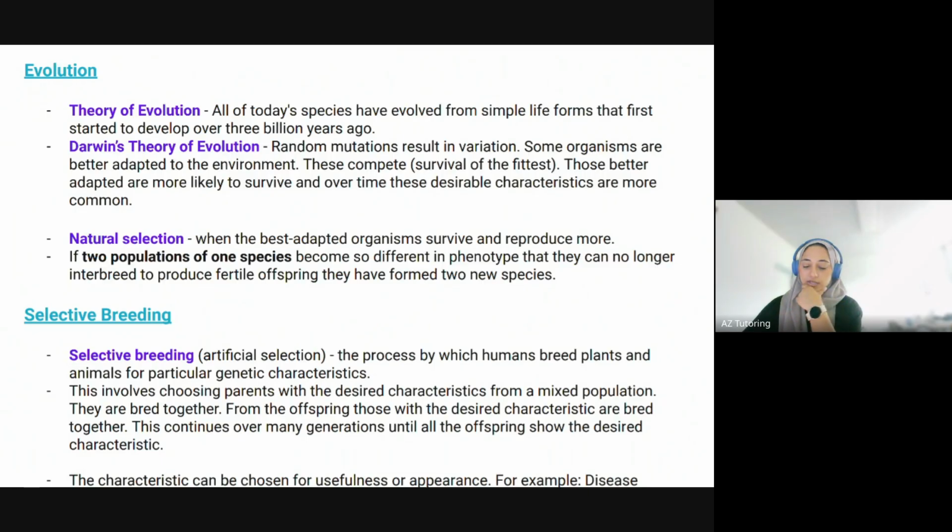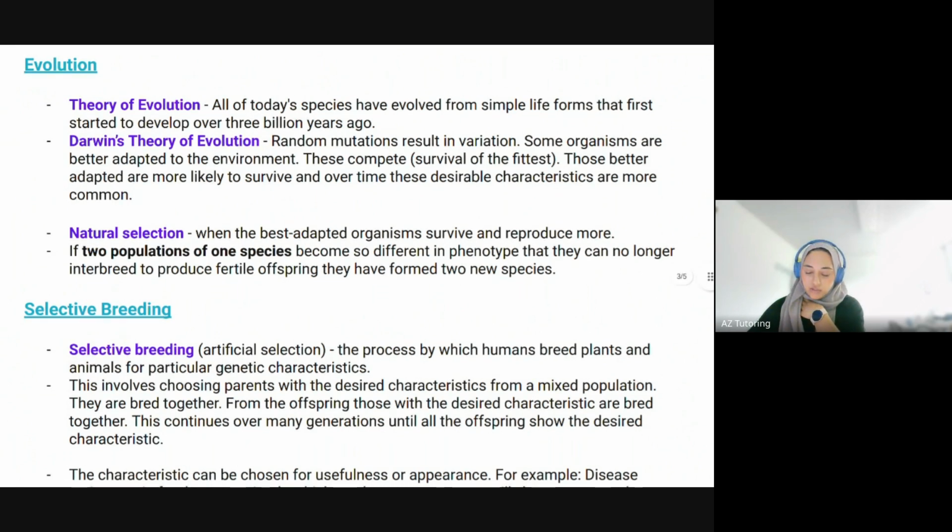And those better adapted are more likely to survive, and over time, their characteristics are the ones that show in future generations. So they tend to look at today's generations, see what characteristics they've got, and then they can kind of predict what was there in the past as well that survived and basically passed on their genes.